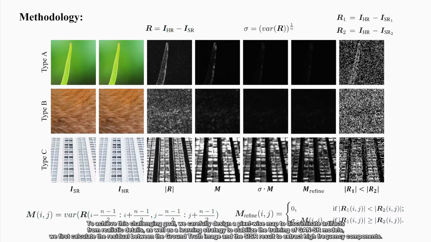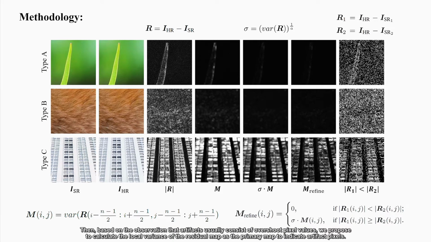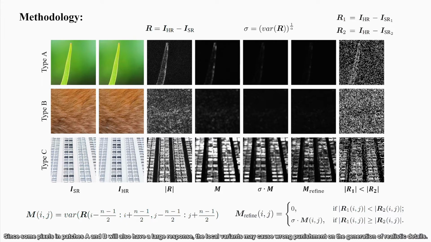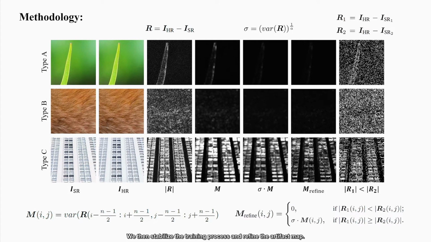We first calculate the residual between the ground truth image and the SISR result to extract high-frequency components. Then, based on the observation that artifacts usually consist of overshoot pixel values, we propose to calculate the local variance of the residual map as the primary map to indicate artifact pixels. Since some pixels in patches A and B will also have a large response, the local variance may cause wrong punishment on the generation of realistic details. To address this issue, we further calculate a stable patch level variance from the whole residual map. To avoid over-penalizing the realistic details, we then stabilize the training process and refine the artifact map.